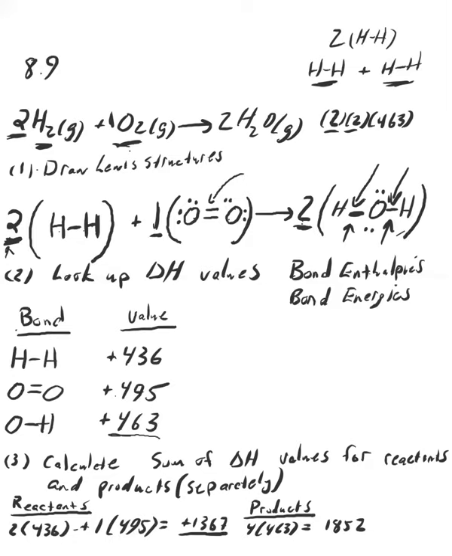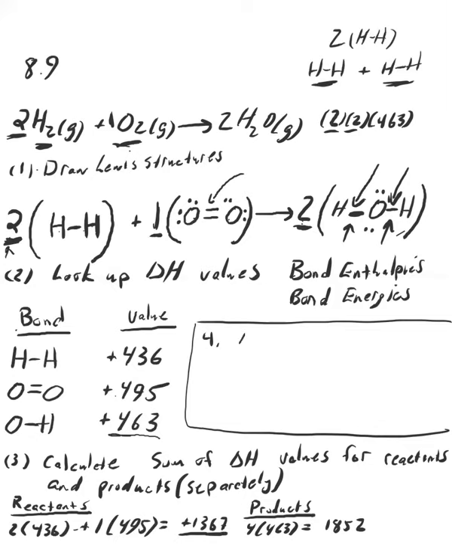Okay, so I'm going to write it over here. Sorry, I ran out of room. So step 4 is to find delta H, you do the delta H of the reactants minus delta H of the products.